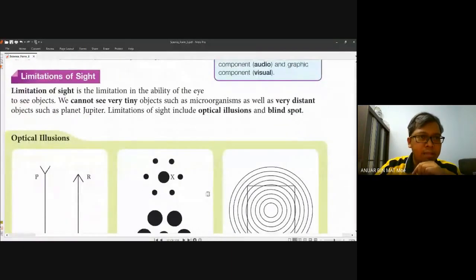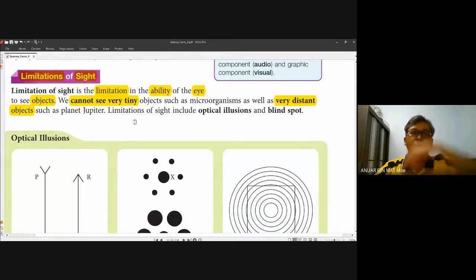Number one is the limitation of sight. Apakah dia dikatakan terhad? What is the limitation of sight? It is the limitation of the ability of the eye to see objects. Like I said earlier, we cannot see very tiny objects, microorganisms. And also we cannot see very distant objects, for example, the planet Jupiter in outer space. That is what we call limitation.